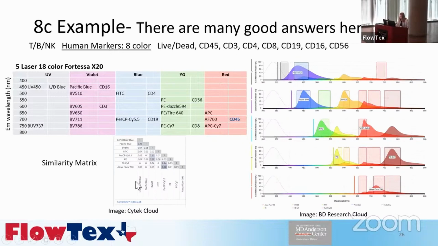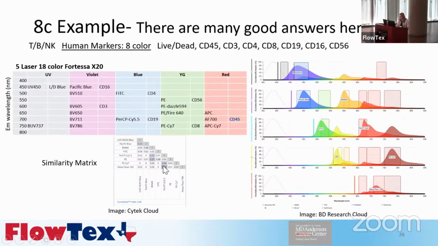Okay, so here's what this looks like from a similarity matrix standpoint, and as an 8-color panel, it comes to a complexity of 2.0. This tool is designed for spectral flow, but I find that it's useful for a lot of different kinds of flow. The principles for spectral flow and conventional flow are all largely the same. So this is really giving you a sense of how similar the dyes are, not necessarily something that's specific to a spectral cytometry experiment.